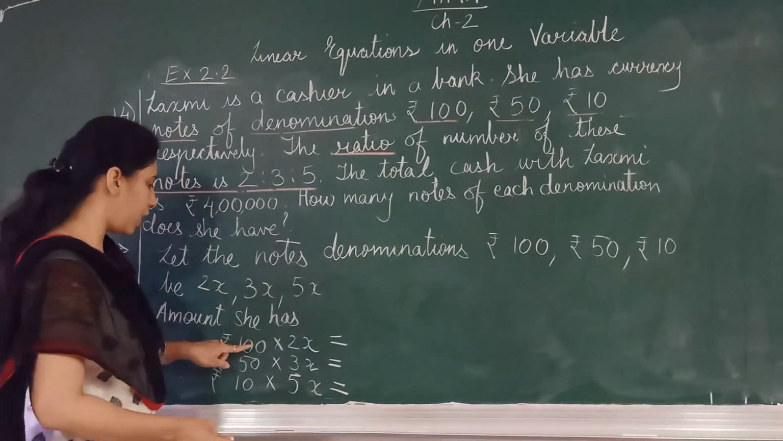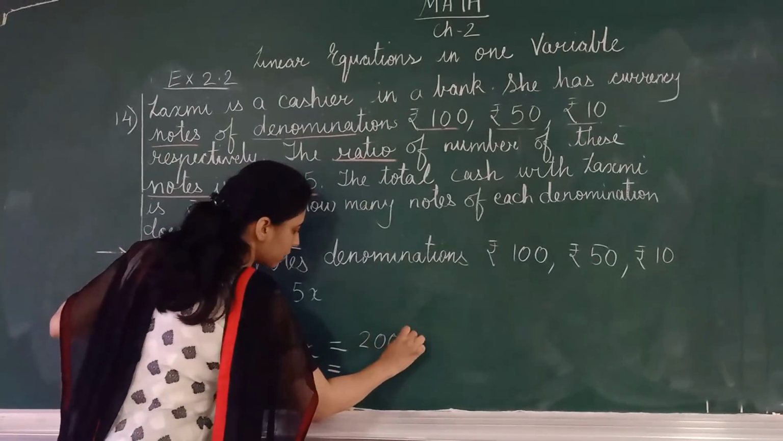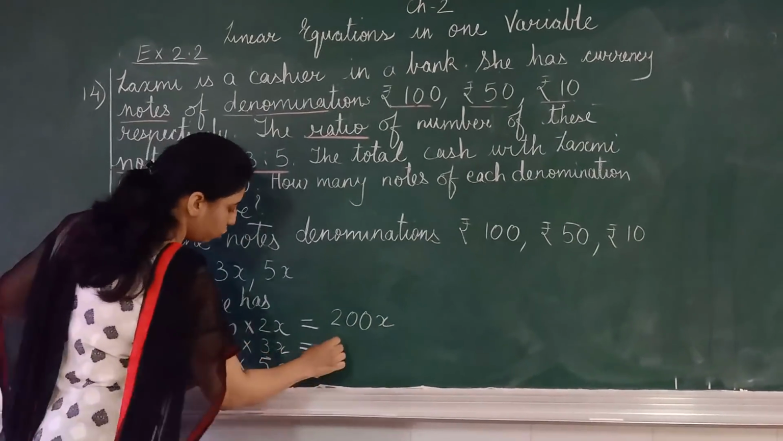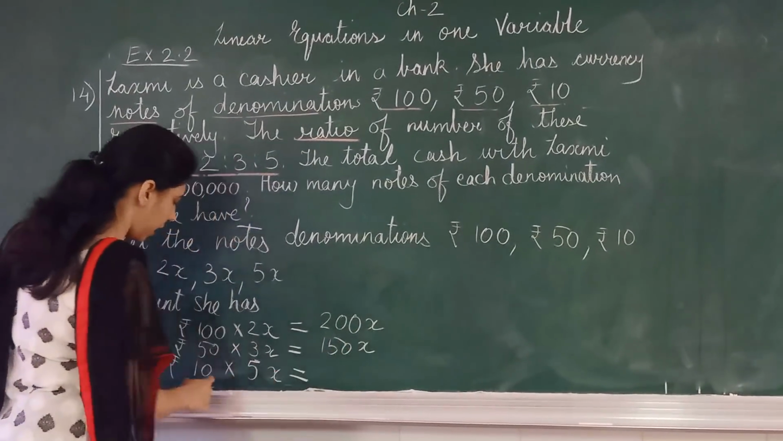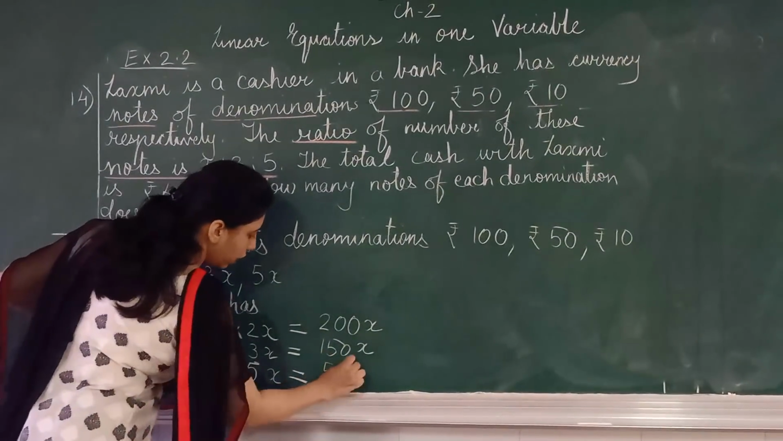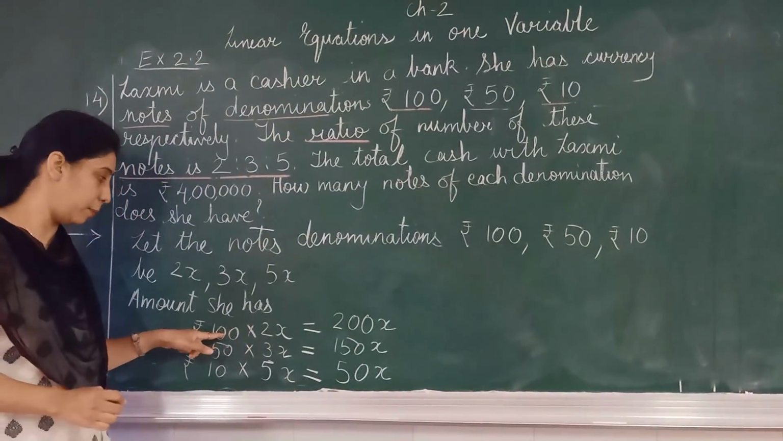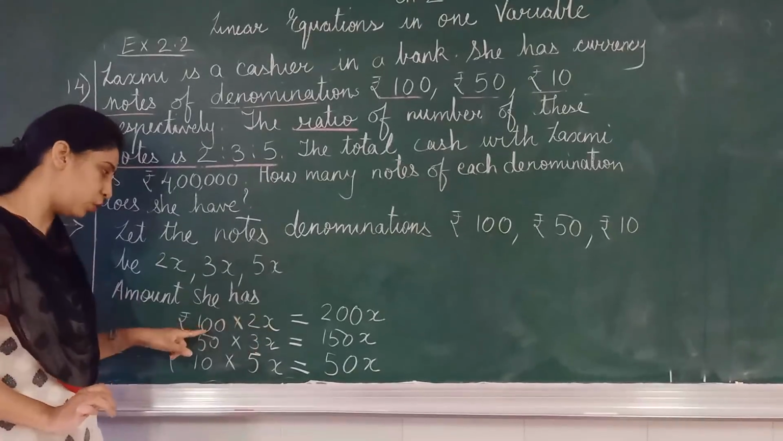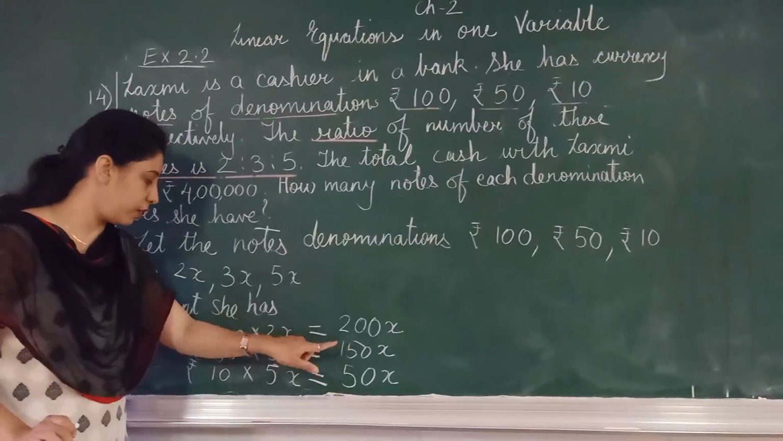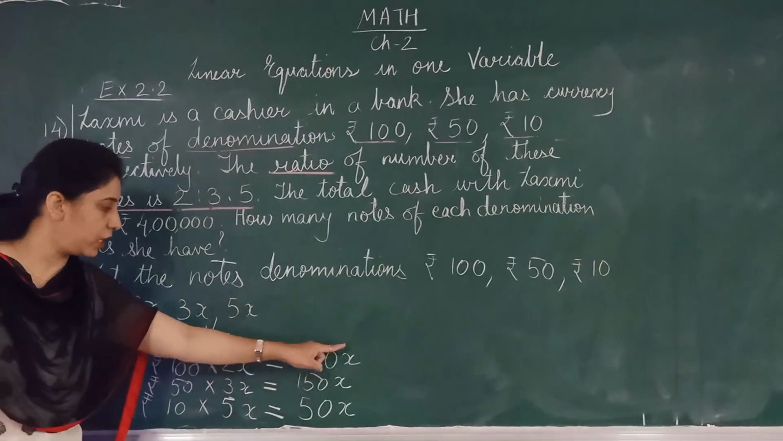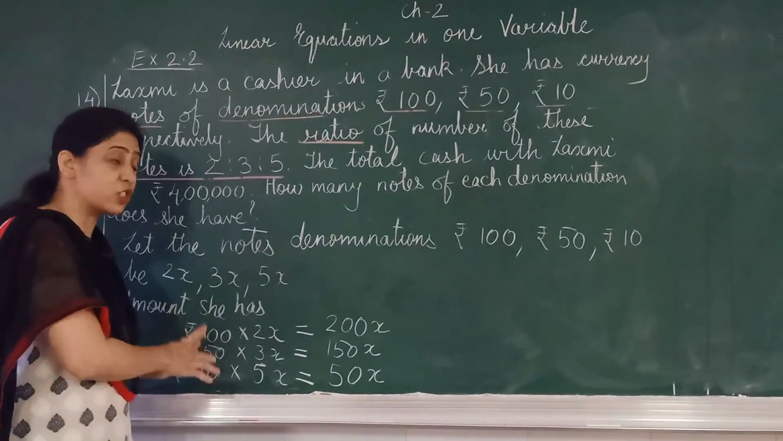So what will be our answer? 2x into 100 is equal to 200x. 50 into 3 is 150x and 10 into 5 is 50x. Here you multiply, it's not addition. If your variable is also there, you can multiply. So 100 into 2 is 200, 50 into 3 is 150 and 10 into 5 is 50, and x stays as it is. Okay. Now this is the amount Lakshmi has.